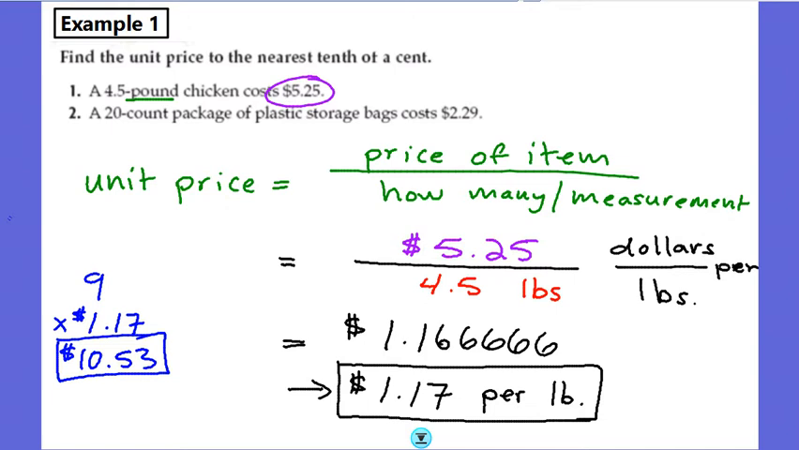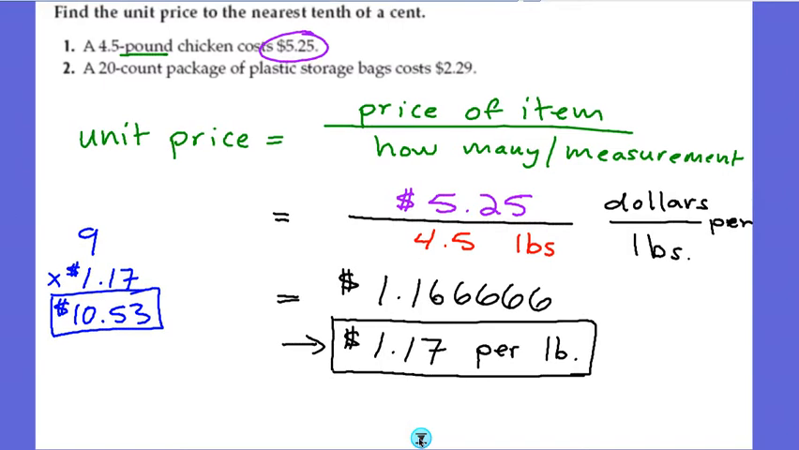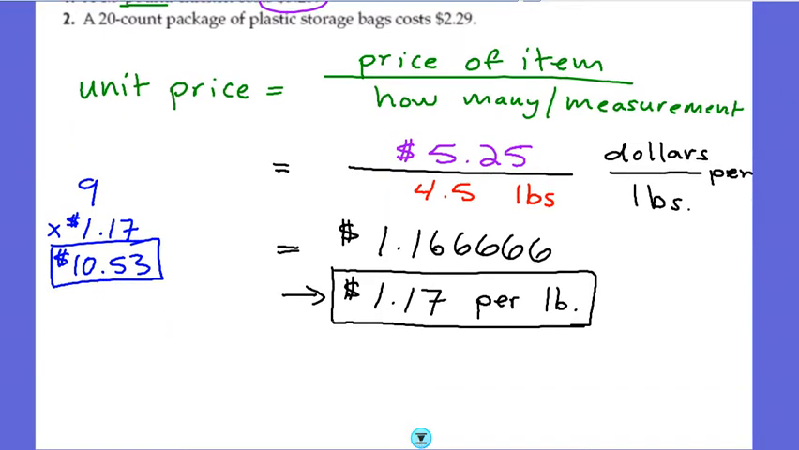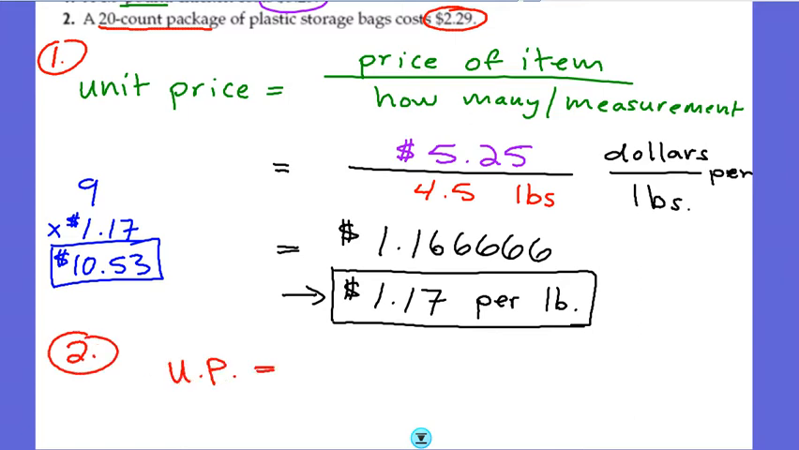Alright, the second part of this example is number 2, and I have a 20-count package of plastic storage bags. So again, I have 20 items, and the entire package costs me $2.29. So again, I'm going to begin my problem by setting up my formula, and I'm going to abbreviate unit price as UP is equal to the price divided by the count, or the number of items. And so the price in this case is $2.29.